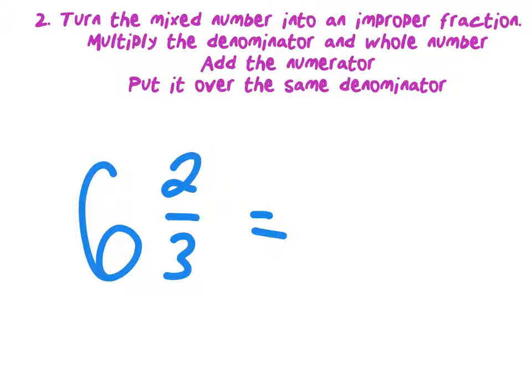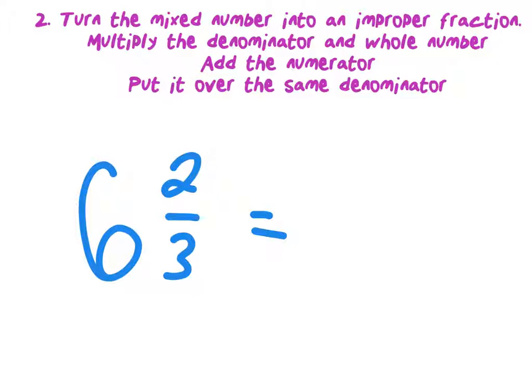Here's method number 2 I personally like to use. You can turn a mixed number, which we have here, into an improper fraction, where your numerator is bigger than your denominator. So we're going to take our mixed number and we're going to turn it into an improper fraction by following a couple of steps. Step number 1, you multiply the denominator and the whole number.